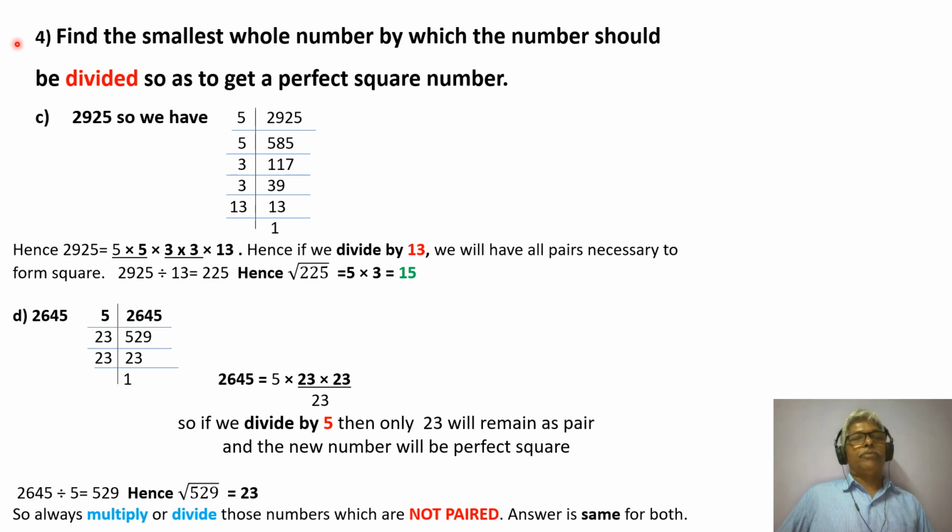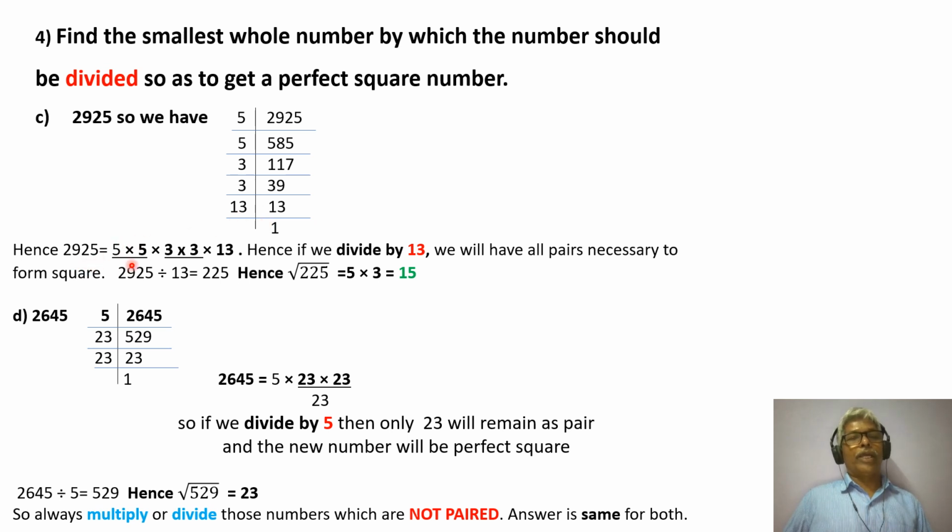Another example, read it properly. Find the smallest whole number by which a number should be divided so as to get a perfect square number. Earlier it was multiplied, now it is divided. The method remains the same, everything remains the same, only you have to divide in this case. Okay, we will see with this number 2925. So we carry out the prime factorization first: 2925 divided by 5 is 585, divided by 5 is 117, then divided by 3 is 39, then divided by 3 is 13 and 13.